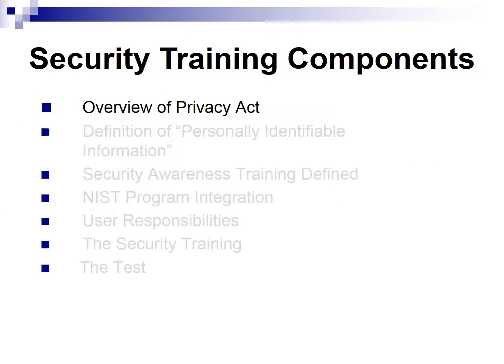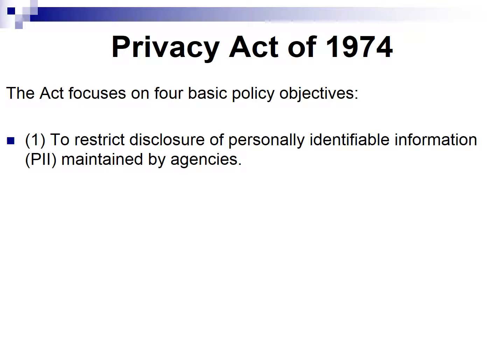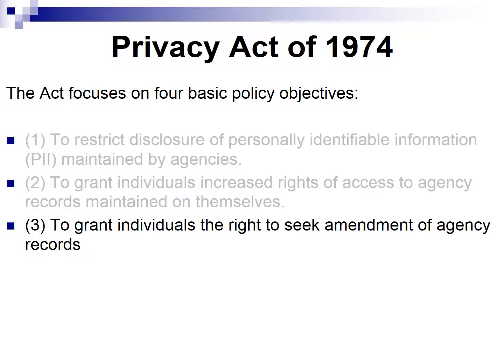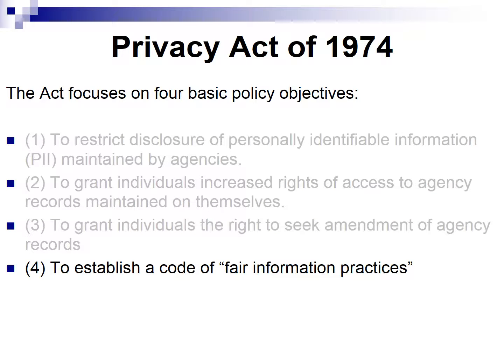We start this training with an overview of the Privacy Act. The Privacy Act has 4 major goals. First is to restrict disclosure of personal information to authorized persons. The second objective is to allow individuals to access agency records about themselves. The third objective is to allow individuals to change erroneous information in their own federal records. And finally, the Privacy Act set out to establish a code of fair information practices throughout the federal government.